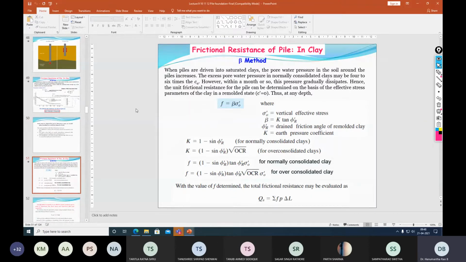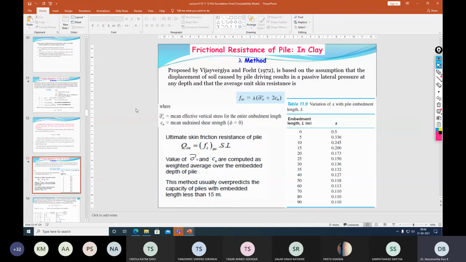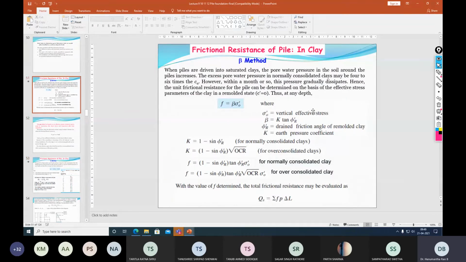So beta is vertical effective stress. So maybe you need to correct now. So this is average vertical effective stress. Maybe it is my mistake only. So please make a small correction for this sigma naught dash. So this is average.